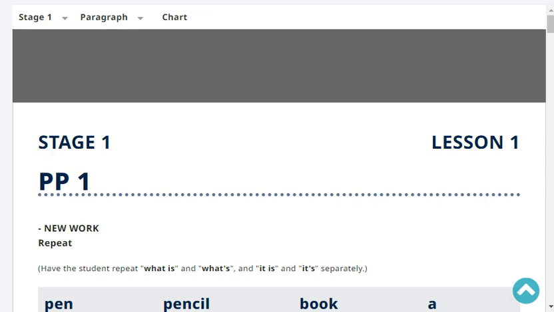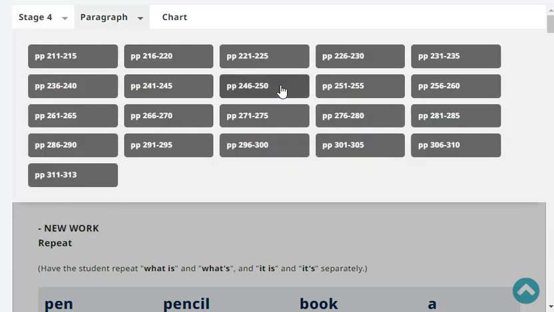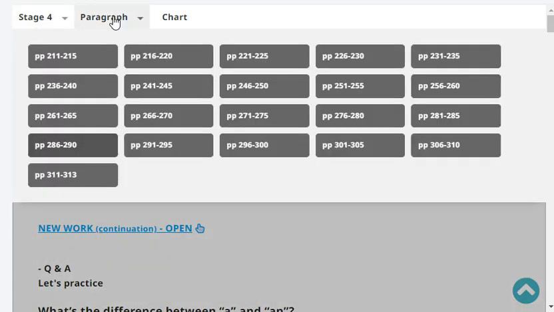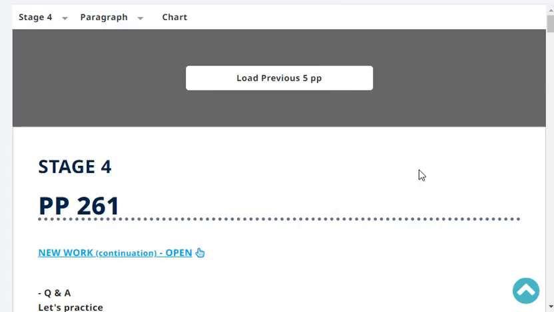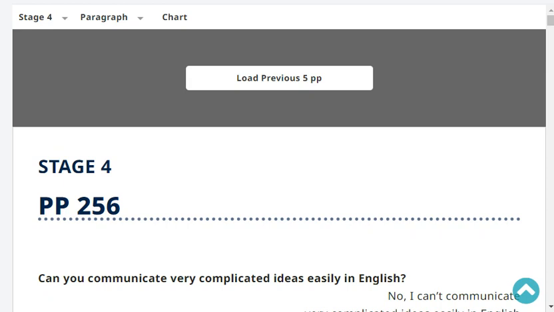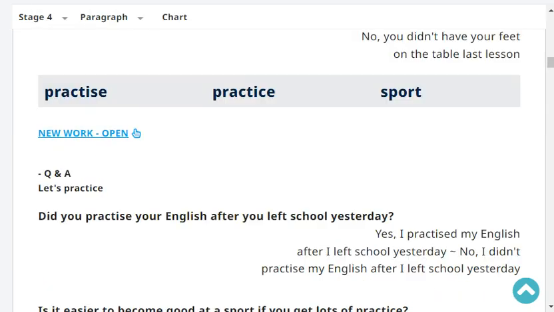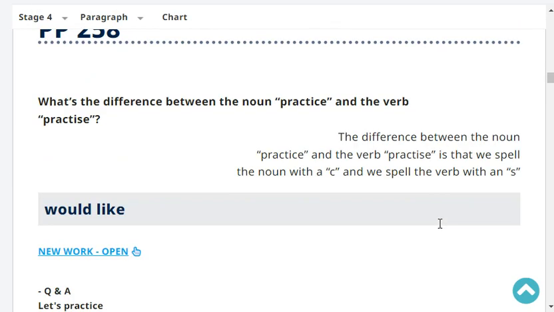We are now at stage 4, paragraph page 264. Okay, and our last headword was speaker, newer type of lesson. Okay, so let's start with our revision. Ready? Okay. Let me check. I have to scroll down. Okay, here we go. First question.